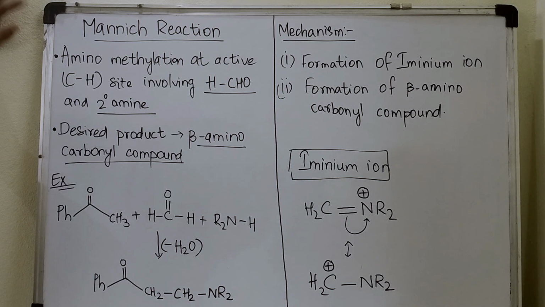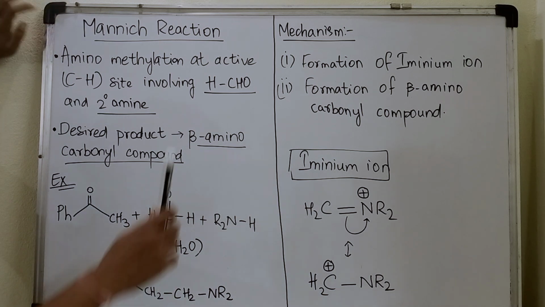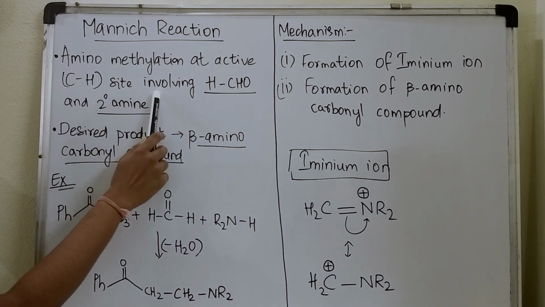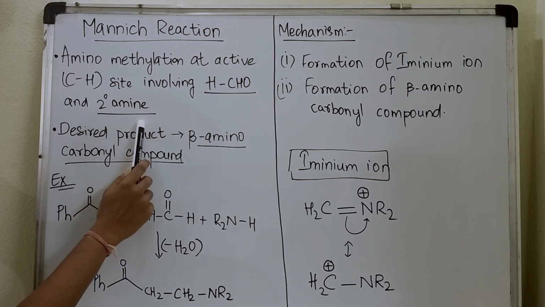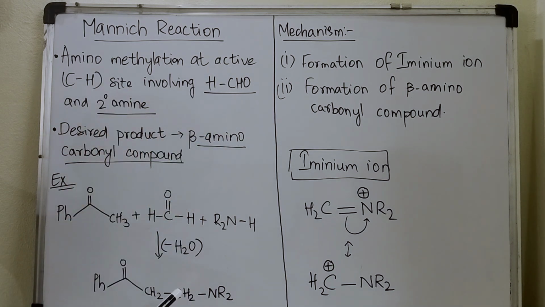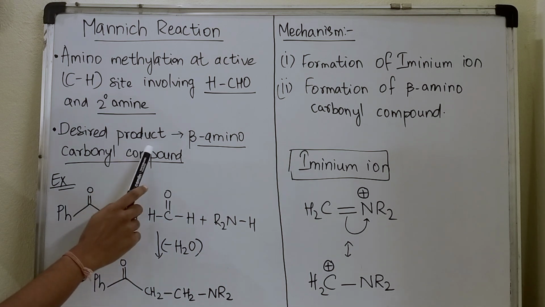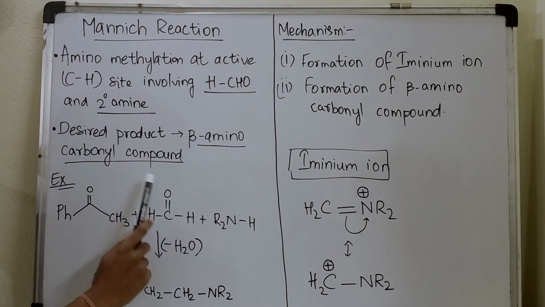Today we will be learning about the Mannich reaction. So first of all, what is this Mannich reaction? The aminomethylation at an active CH site involving formaldehyde and a secondary amine is called the Mannich reaction. In this reaction, the desired product is a beta amino carbonyl compound.